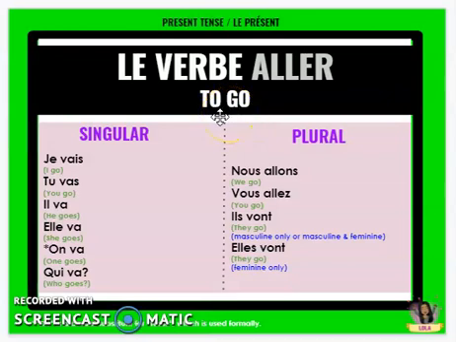So we've got two sections here, the singular and the plural. So let's start off with the singular. Je vais, tu vas, il va, elle va, on va, qui va. Nous allons, vous allez, ils vont, elles vont.